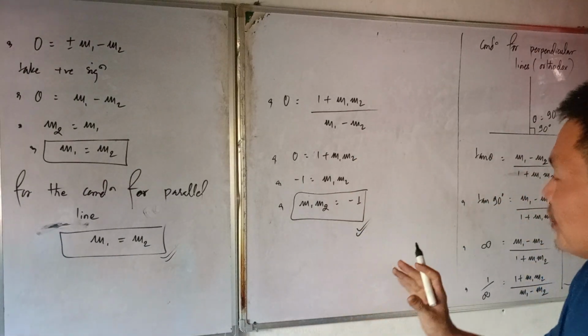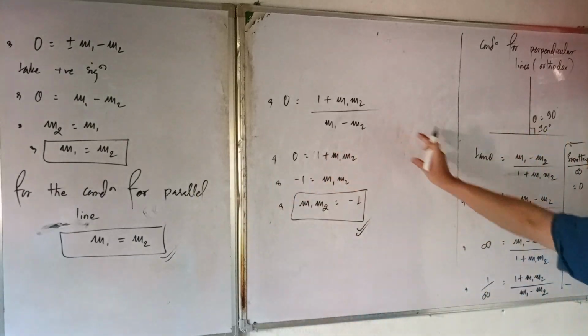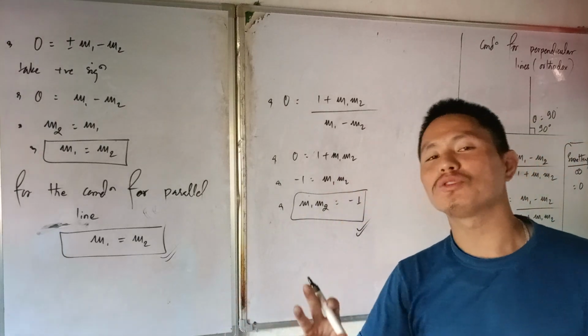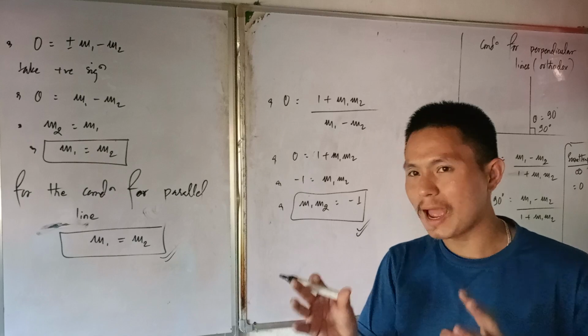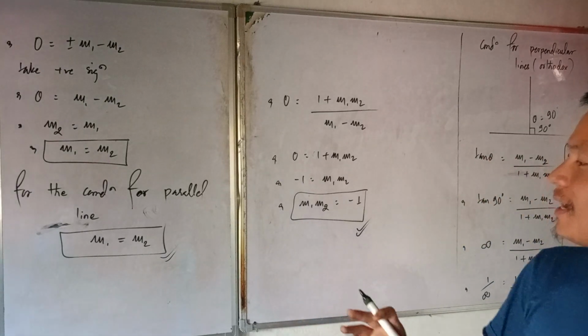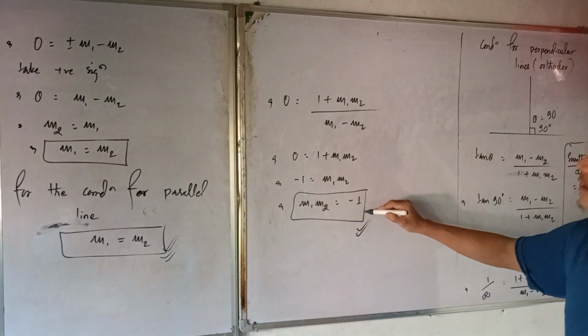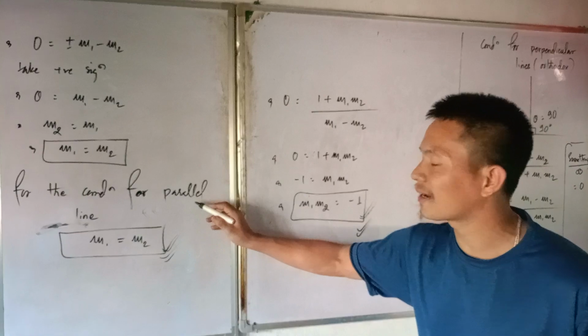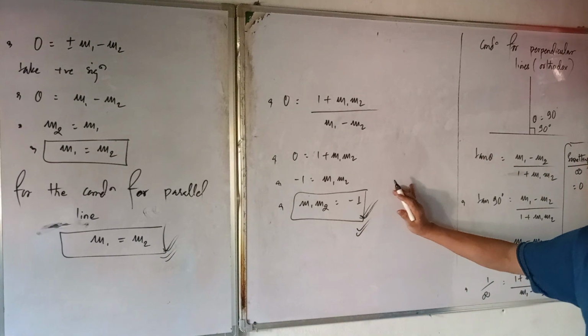So all you have to do in both cases is test whether the lines are parallel or perpendicular. First you have to find the slopes of both lines. After finding the slopes, you apply this relation for parallel lines and this relation for perpendicular lines. If satisfied, then it is perpendicular or parallel, whatever the condition might be.